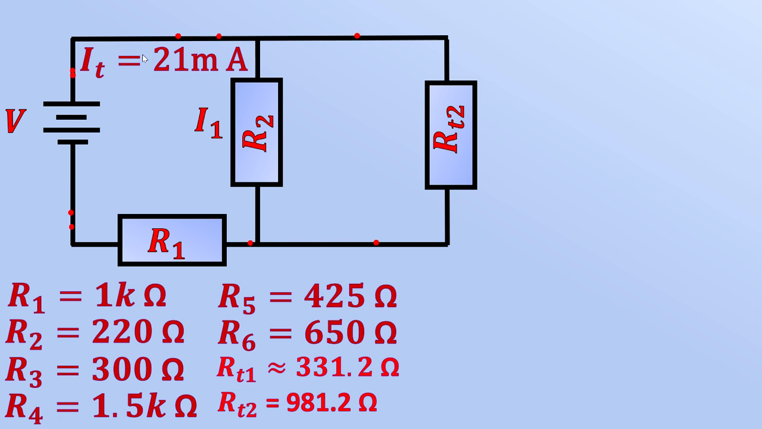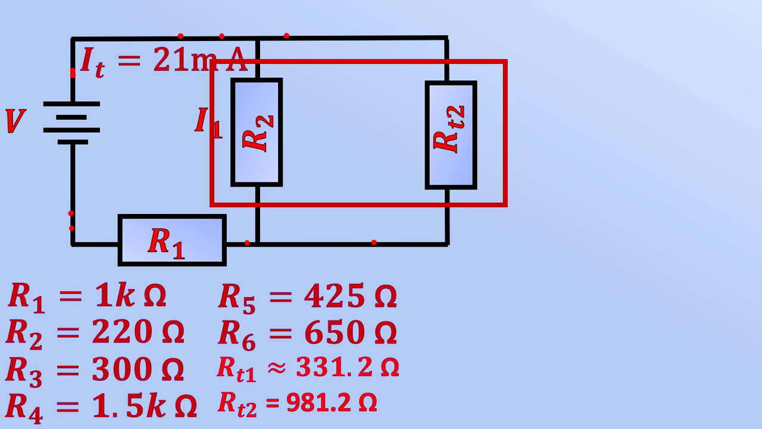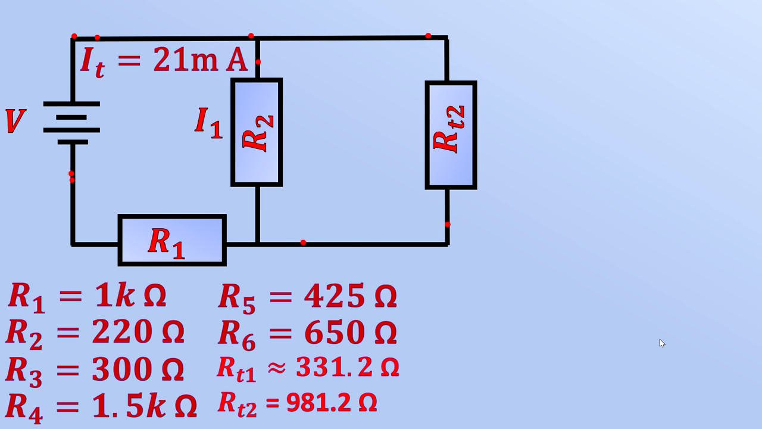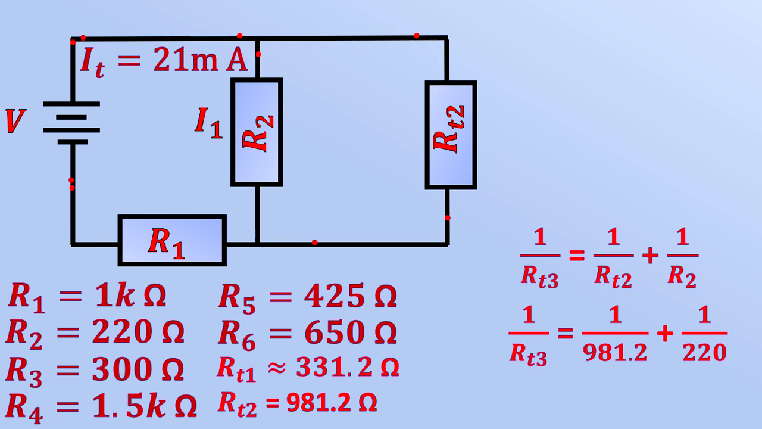Right? I've still got more than one path to go through. On this one, I'm going to need to combine these two resistors first, because this resistor is in series with this one, but we have to solve the parallel circuit first. Okay, so I'm going to take my 1 over RT3, and I'm just calling this my third total resistance. It's not the total resistance for the circuit. Equals 1 over my RT2 plus 1 over R2.